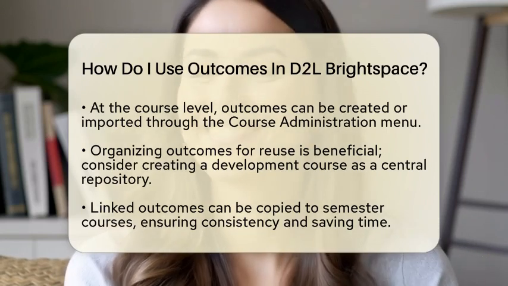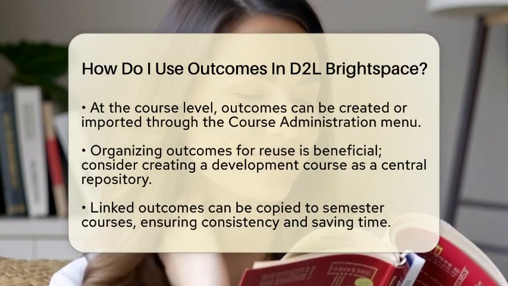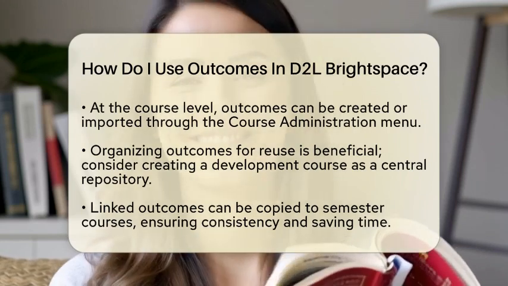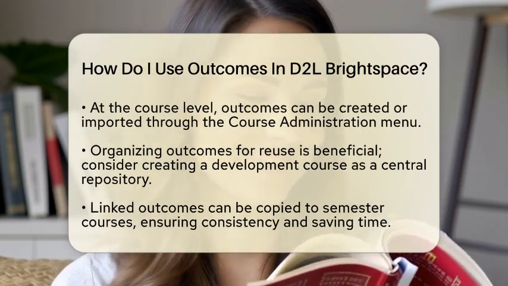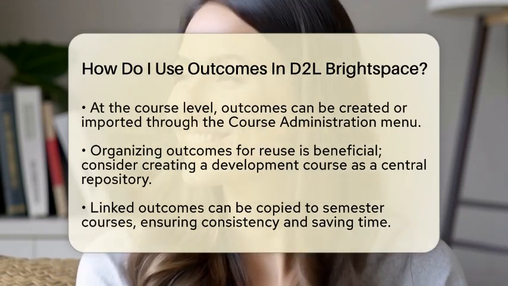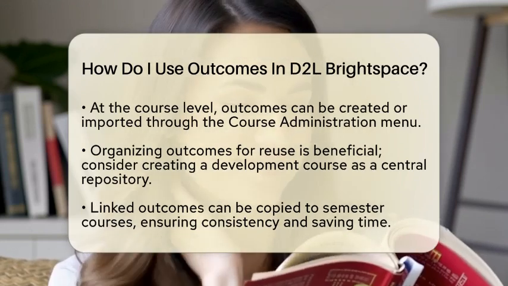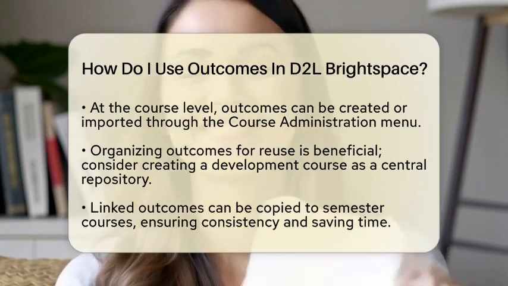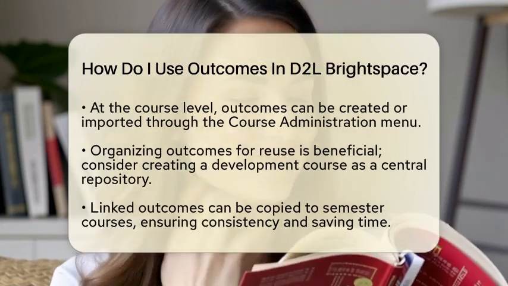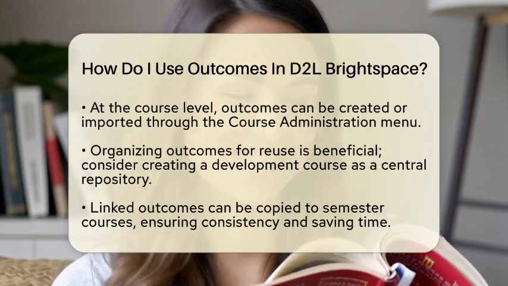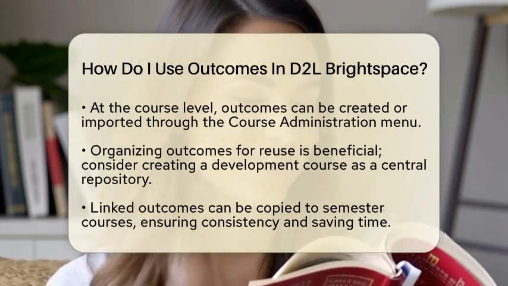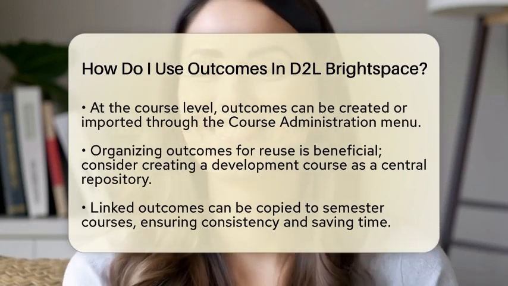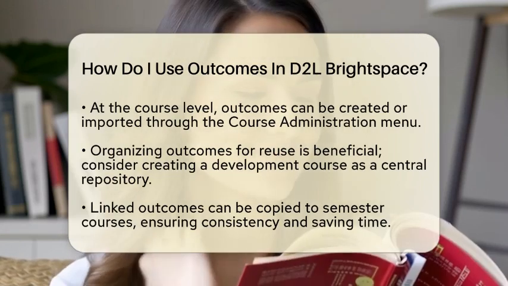Organizing outcomes for reuse is another smart move. Consider creating a development course that serves as a central repository for your course learning outcomes. From this source course, you can easily copy linked outcomes to your semester courses. Any updates made to the source outcomes will automatically be reflected in the linked courses, which saves time and ensures consistency.